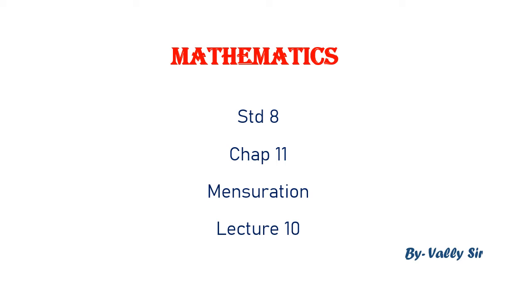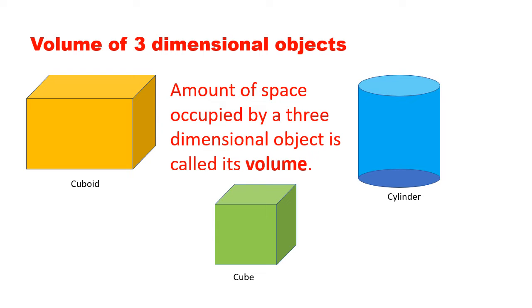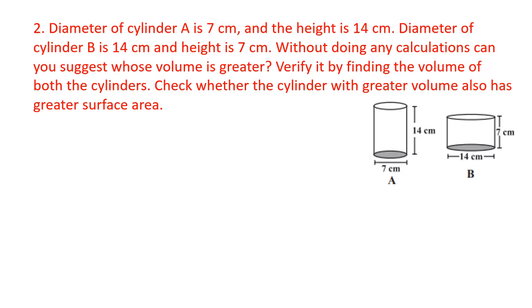Now we'll move on to the sums. So take out your rough book where you have done the homework and compare your solutions with mine. So this is the theme of the topic, volume of three-dimensional objects, the cuboid, the cube and the cylinder. I hope by now you have learnt the formula of all three very well. So we can move on to the sums.